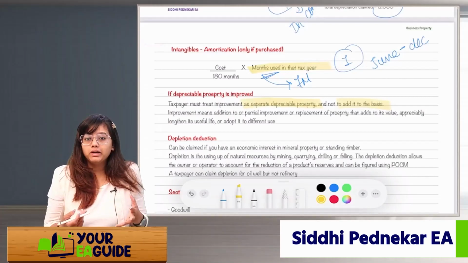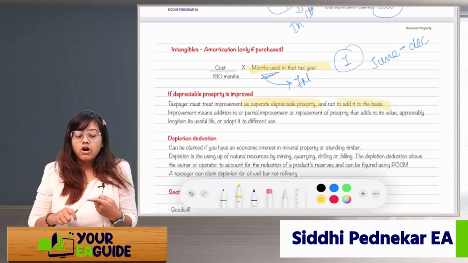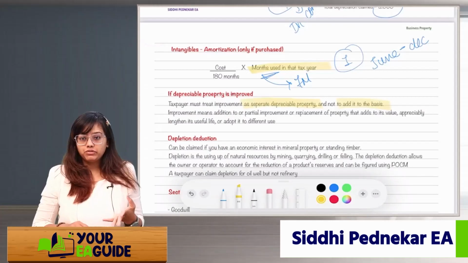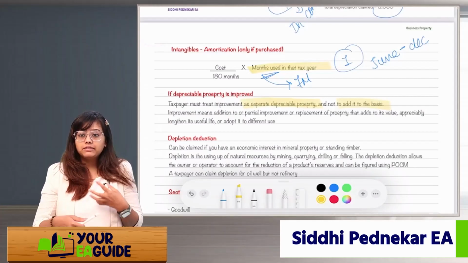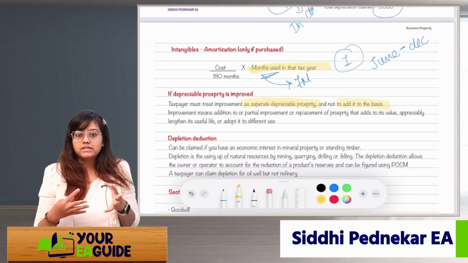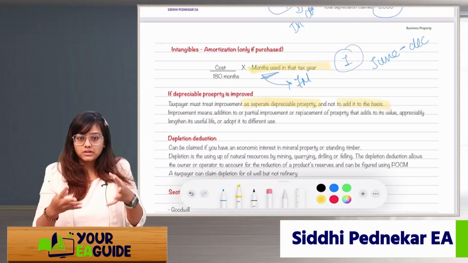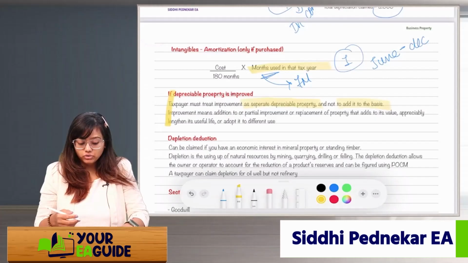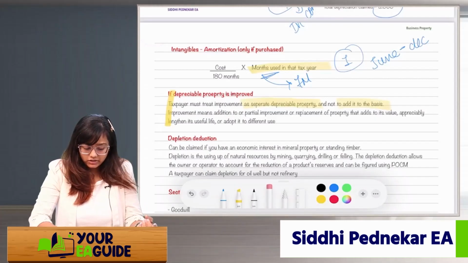What do you mean by improvement? It's any addition or partial improvement or repair of the property that adds value to the property appreciably, lengthens its useful life, or adapts it to a different use. Then we can call it a depreciable property.